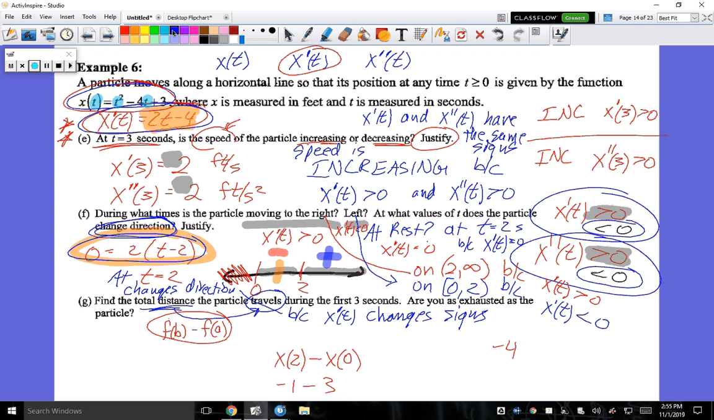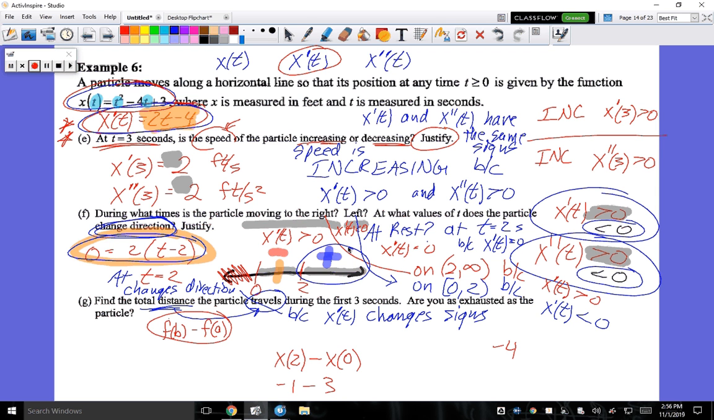You with me? Now let's do the other one, because we have another interval where we're traveling in a different direction. We're not asking for the total displacement. We're asking what is the total distance traveled. That means, both traveling backwards and forward, what was the total distance that I traveled?